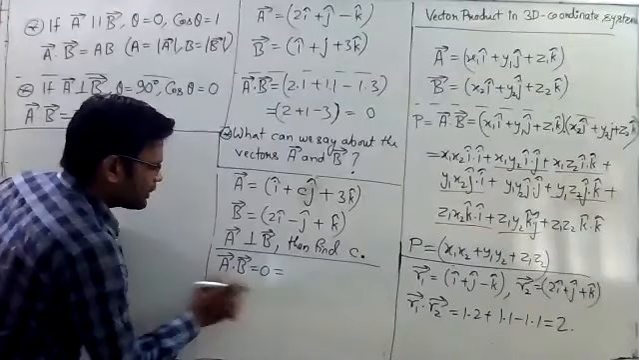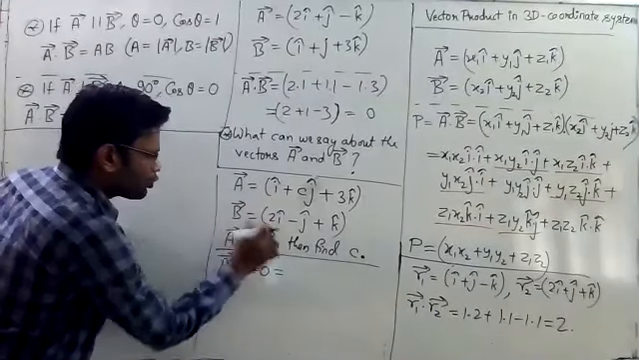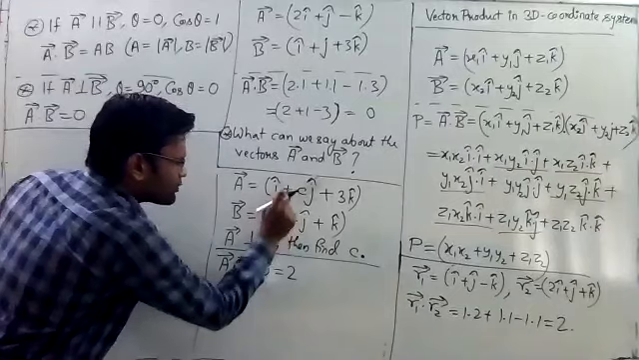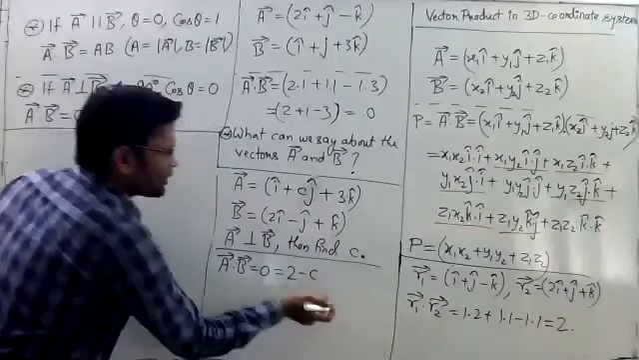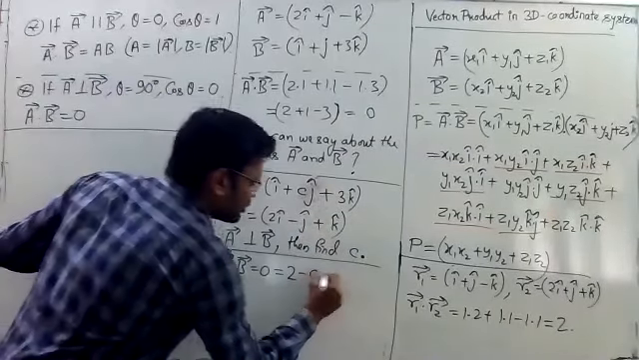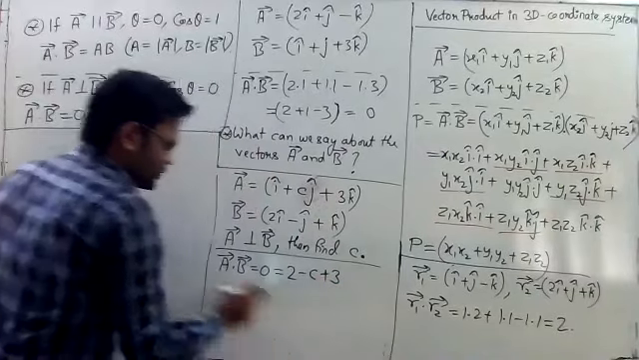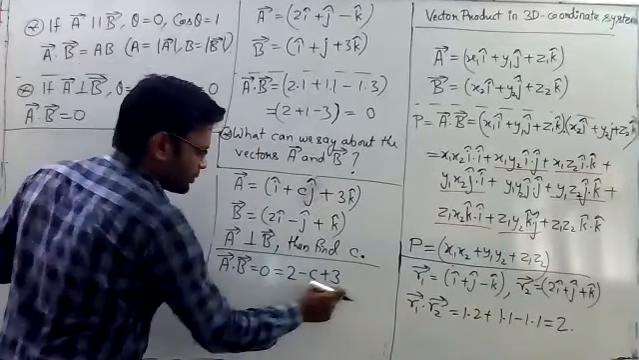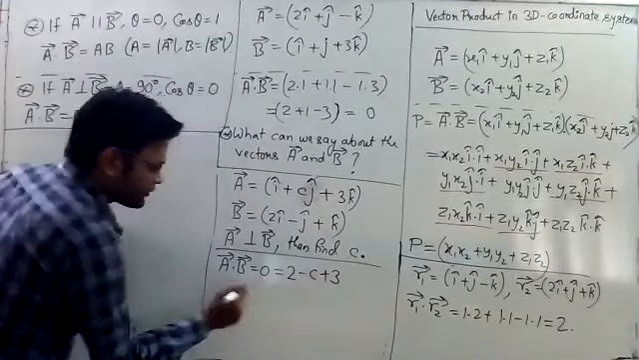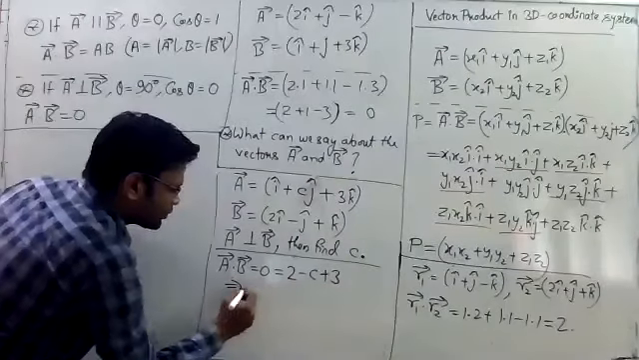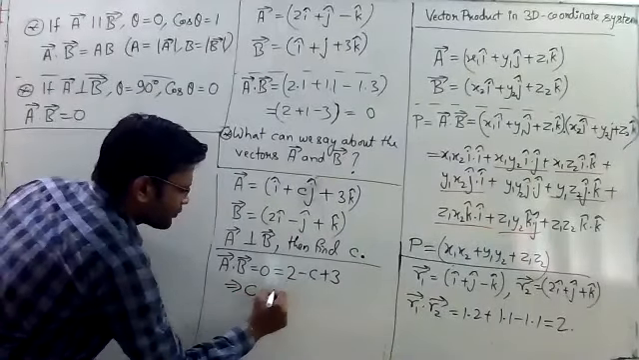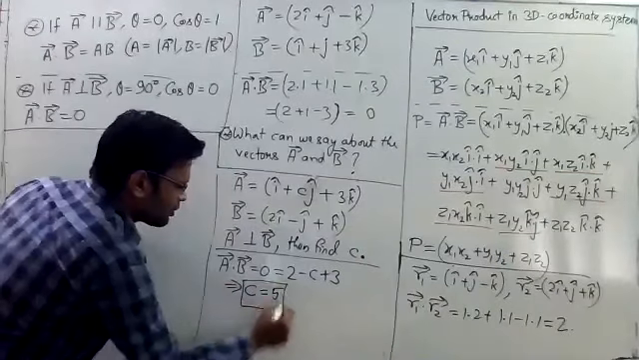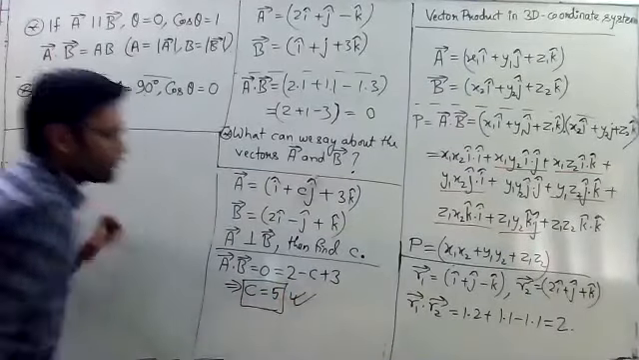And A dot B, what is A dot B? 1 into 2, C into minus 1, minus C, right? And 3 into 1. Okay? So this is A dot B I am getting, and that should be equal to 0. So bring C on the left hand side. C is equal to 2 plus 3, 5. I got the value of C.